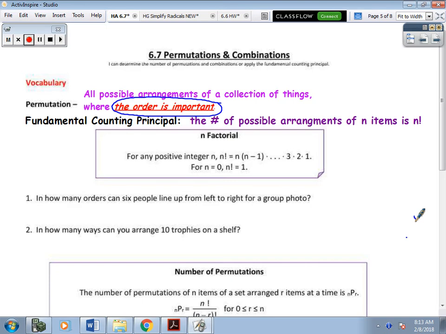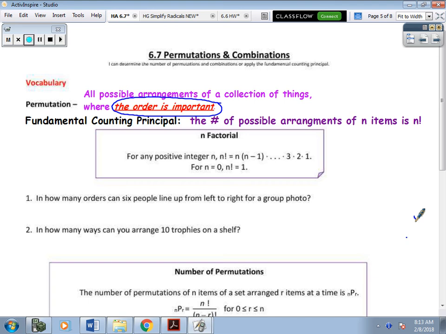Now the fundamental counting principle is the number of possible arrangements of n items is going to be n factorial. Now permutation is going to be when you're just selecting a few items, like 3 out of 10 or 5 out of 20 items. The fundamental counting principle is going to be the number of possible arrangements of all of the items if you're going to select all of them and then put them in order. And it is n factorial, so it looks like an exclamation point, it is, but it is called n factorial.